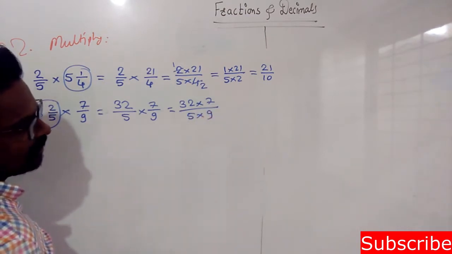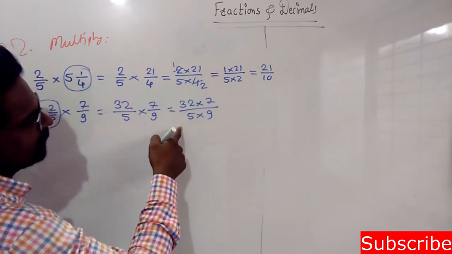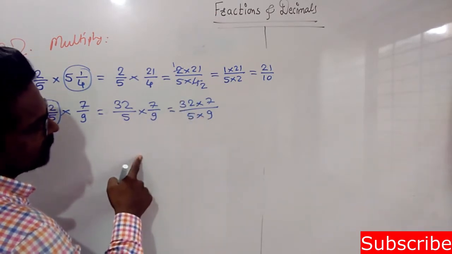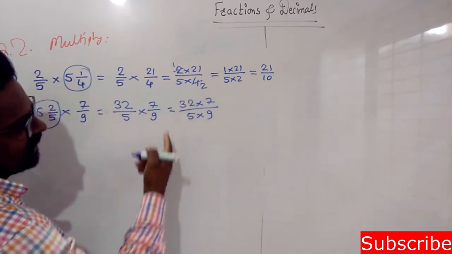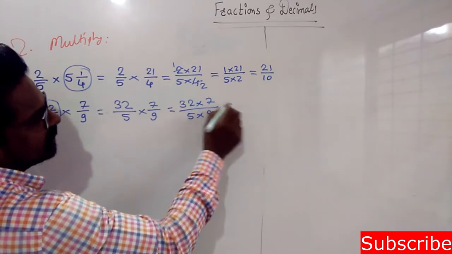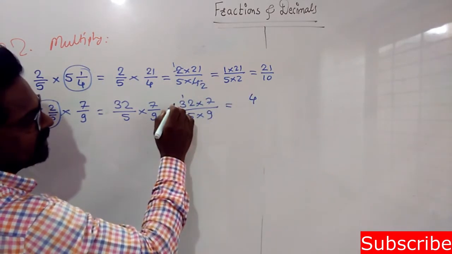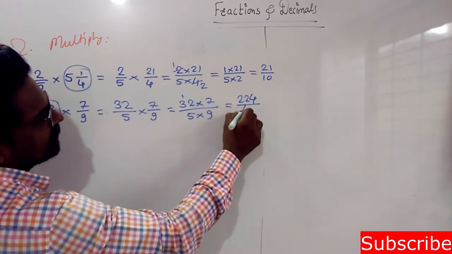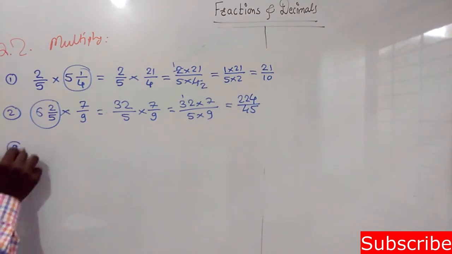Now see, is there any common factor between numerator and denominator? Now this 7, this 5, they don't have any common factor. Now let's check out this 9 and 32, do they have any common factor? 3 plus 2 is 5, so that is not divisible by 3, and hence they don't have any common factor. So 7 2s are 14, 1 carried, 7 3s are 21 plus 1 is 22, divided by 5 9s are 45. No problem.